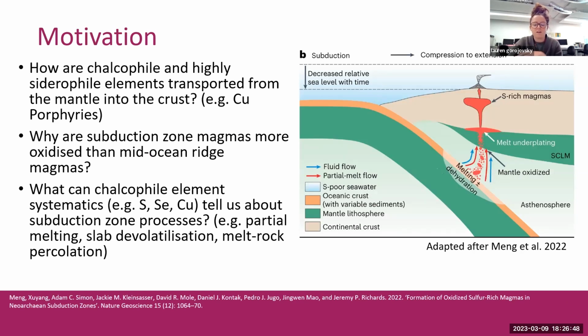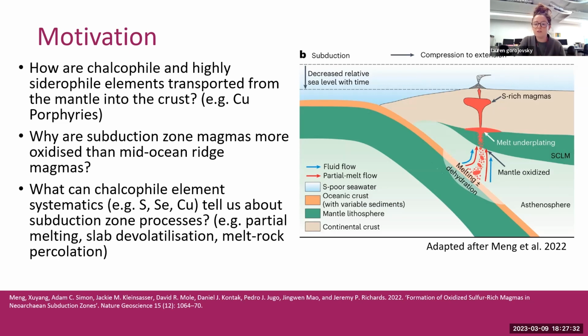So a few of the big questions that my PhD research is trying to address are a few bigger picture things. First of all, chalcophile and highly siderophile elements are elements of great economic interest. But one of the big things we are still uncertain about is how we get them from the mantle and place them into the crust. In the mantle, sulfur, selenium, tellurium, copper, and the PGEs are of extremely low abundance, constituting less than 2% of the mantle, and it's quite difficult to get them from the mantle up into the crust.